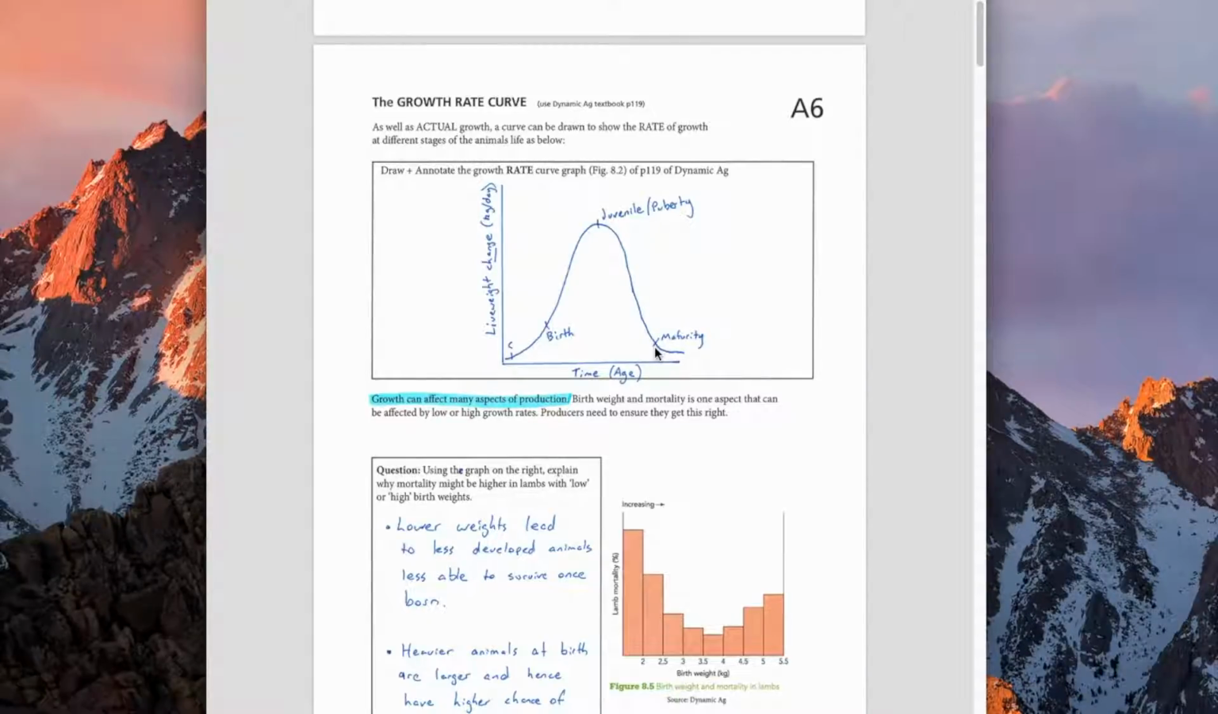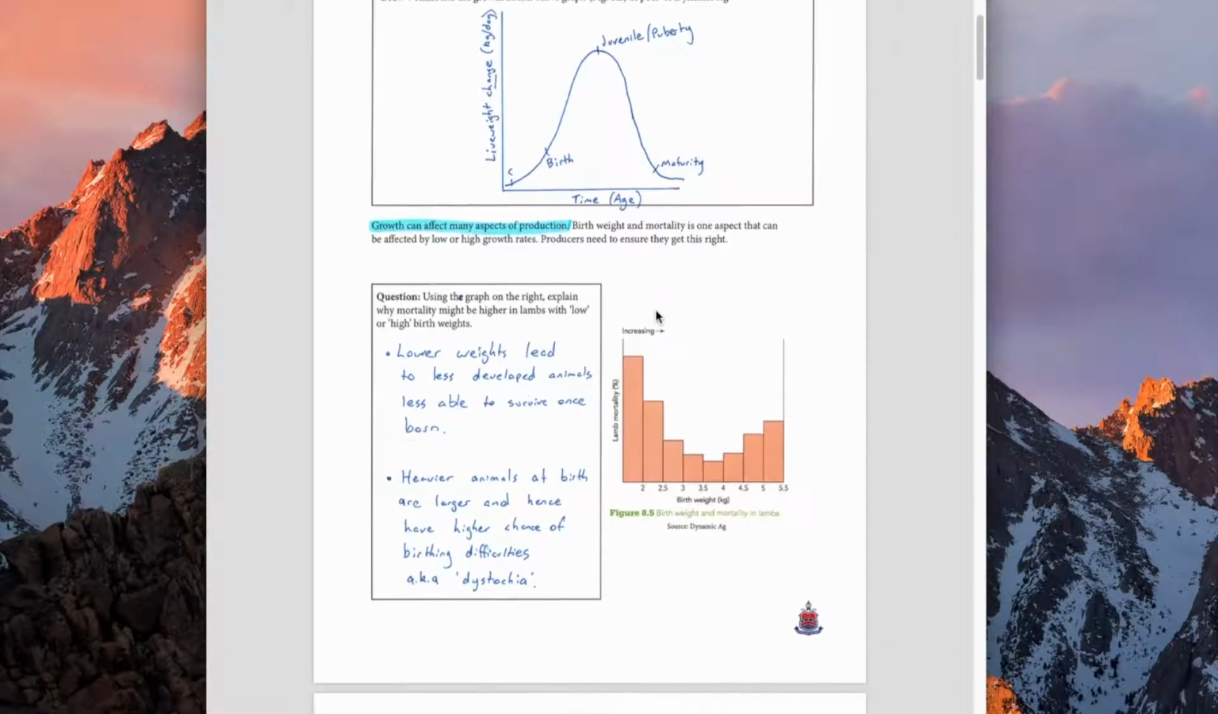until they reach maturity. And so this is important for the producer because they want to really make sure they're selling the animal around this point here. If they're keeping the animal any longer, it's going to mean that they're feeding them a lot of food, which costs them money, but they're not getting any return for it.